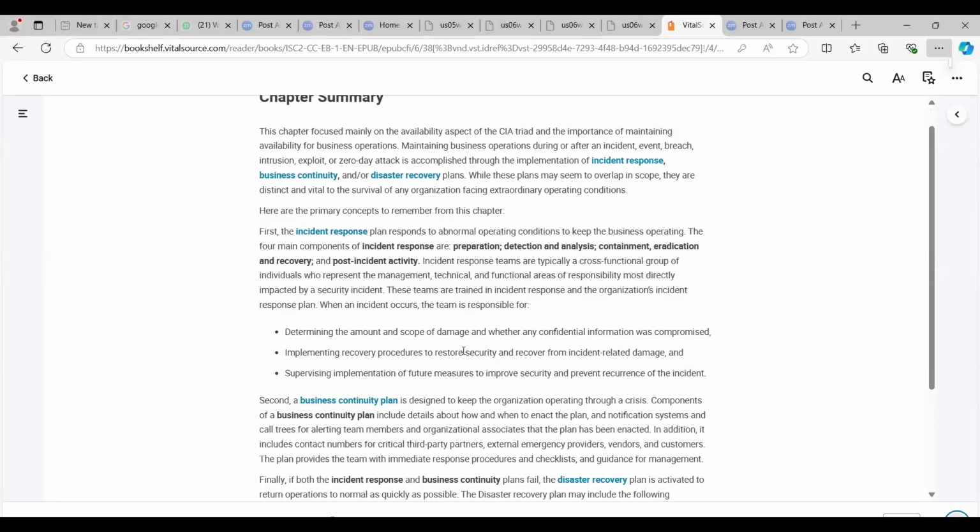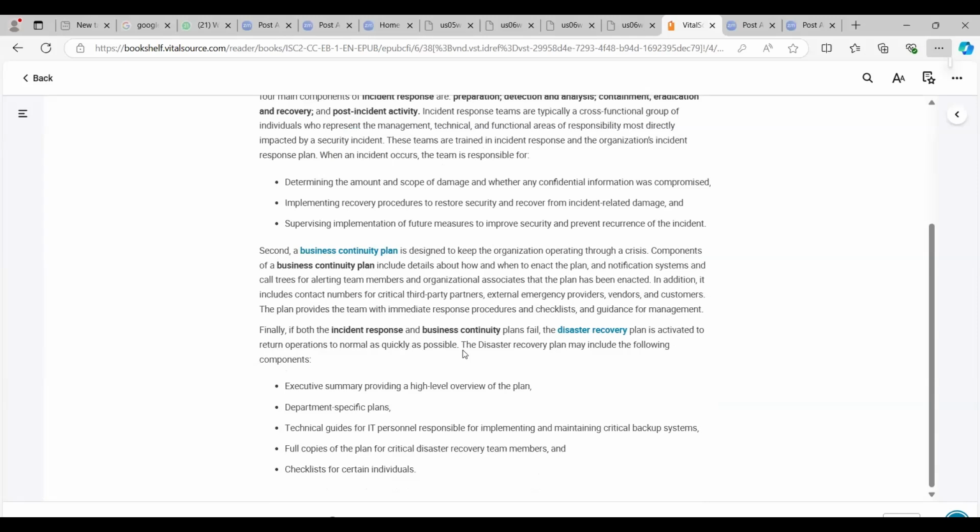Incident response teams are typically a cross-functional group of individuals who represent the management, technical, and functional areas of responsibility most directly impacted by security incidents. These teams are trained in incident response and the organization's incident response plan. When an incident occurs, the team is responsible for the following. They determine the amount and scope of damage and whether any confidential information was compromised. They also implement recovery procedures to restore security and recover from incident-related damage, and supervise the implementation of future measures to improve security and prevent recurrence of the incident.